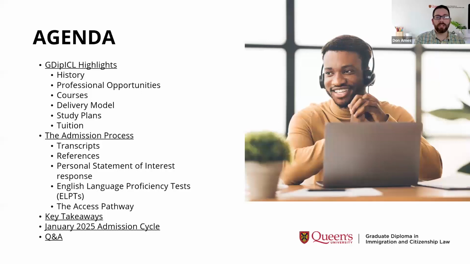So we're going to be taking a look at some GDIP-ICL highlights, so some history, professional opportunities, the specific courses, delivery models, study plans, and then tuition. And then we're going to look more deeply into the admissions process, talking about requirements for everybody, which are transcripts and references, and the personal statement of interest response, and then the requirements that other individuals may need to meet, which are the English language proficiency test scores, and the access pathway.